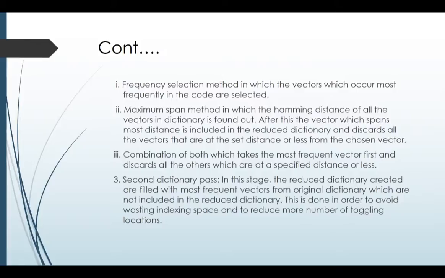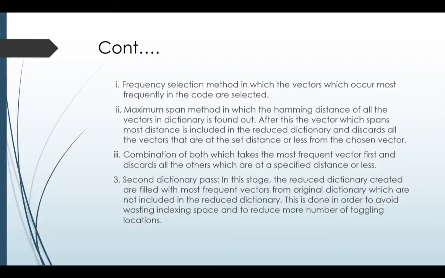The selection method is based on maximum frequency, in which the instructions that occur most frequently in the program are selected. Another selection method is called the maximum span, in which the Hamming distance of the instruction is found and the instruction that spans the most is selected. And the third selection method is a combination of both.